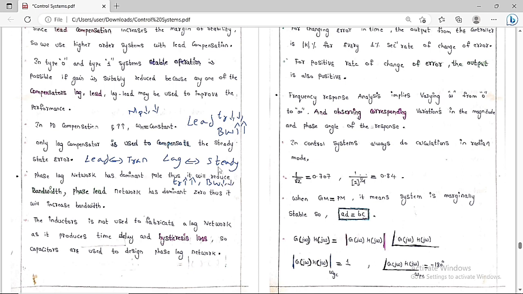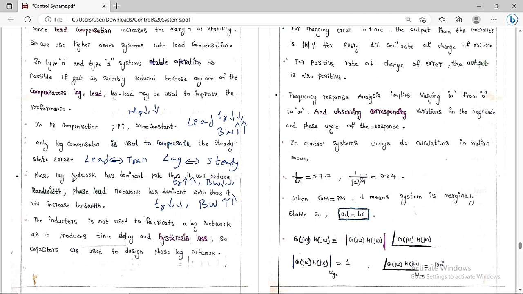Whereas the phase lead network has a dominant zero and insignificant pole. Because of this, as I already told you, the lead compensator is used to improve the transient response, but it is going to degrade the steady state response. Improving the transient response means the rise time decreases, whereas the bandwidth will increase. You can see this clearly from this picture. Finally, the phase lead network is used to improve the transient response and degrade the steady state response, meaning it increases the speed of the response, the rise time decreases, so bandwidth will increase.